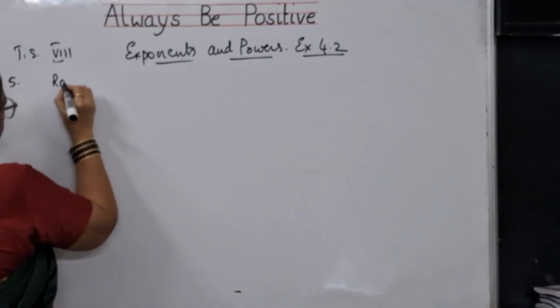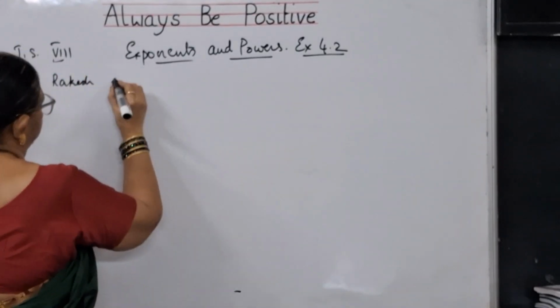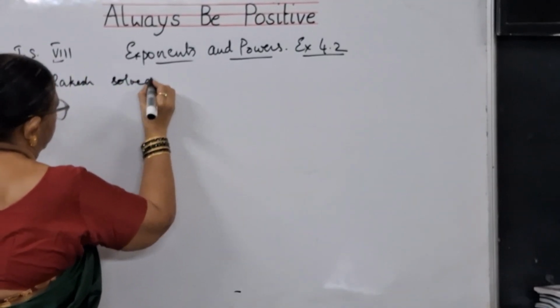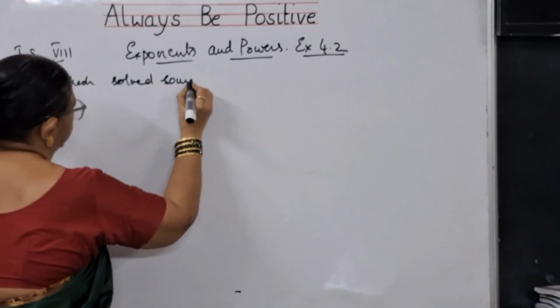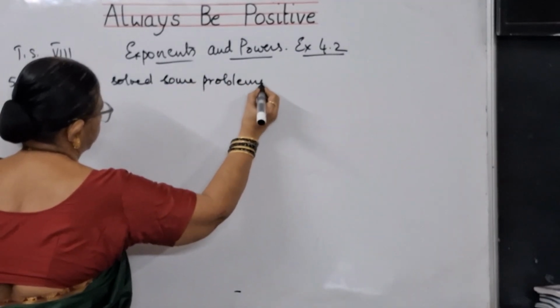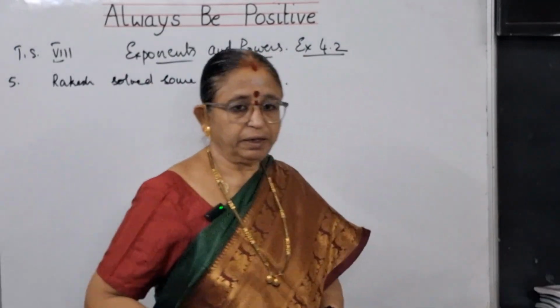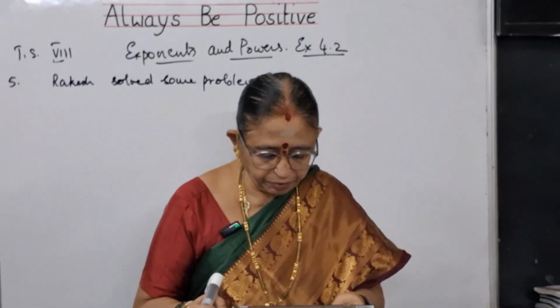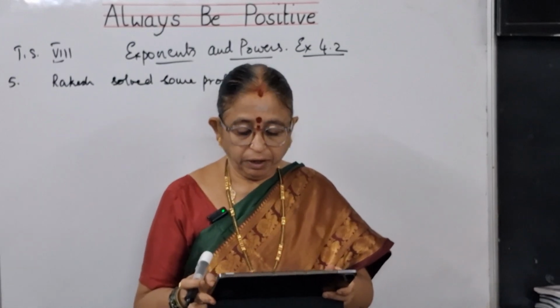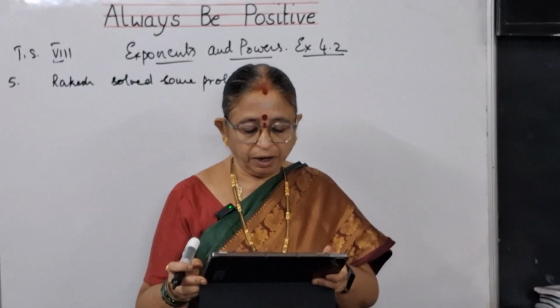Fifth one, Rakesh solved some problems. It goes on like this. Let me read. Rakesh solved some problems of exponents in the following way. Do you agree with the solutions? If not, justify your argument.